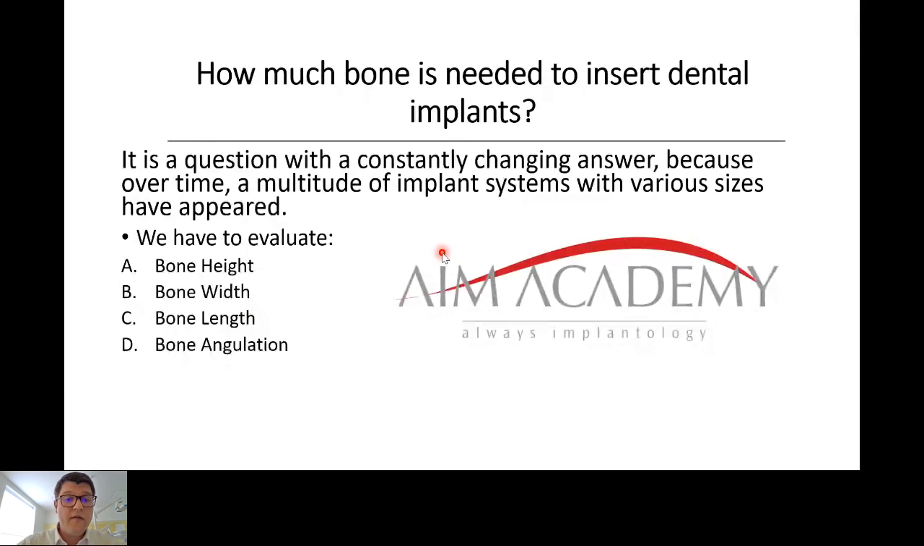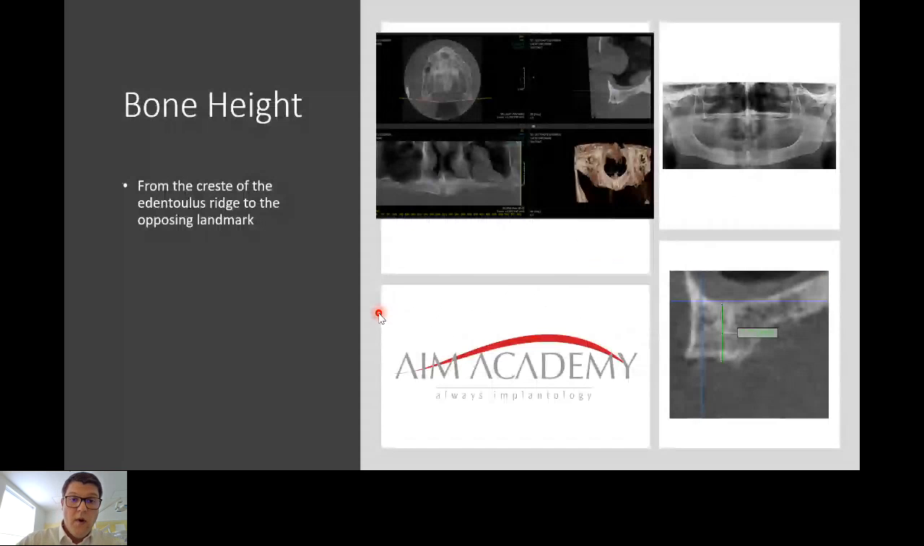But first of all, we have to evaluate the bone quality and especially the bone quantity. We have 4 variables according to Misch. One is the height of the bone, the other is the width of the bone, the other is the length, and the angulation of the bone. Well, the height of the bone is something that all of us look at first, because if you have an X-ray like this one here, you can see the height of the bone. You cannot see the depth or the length or angulation of the bone, but you can see the height of the bone. How can we measure that?